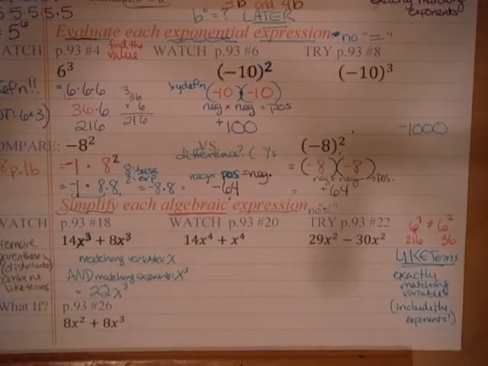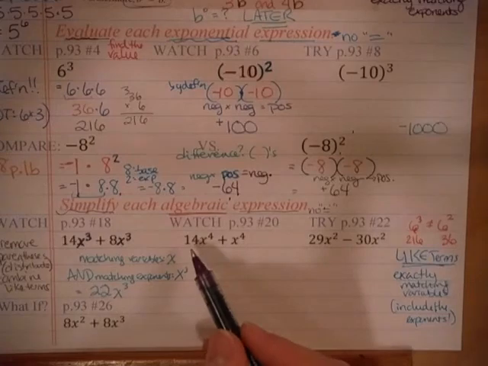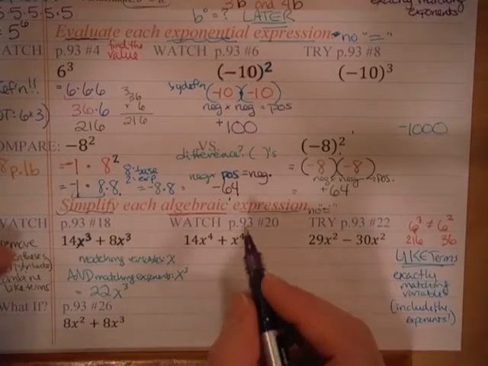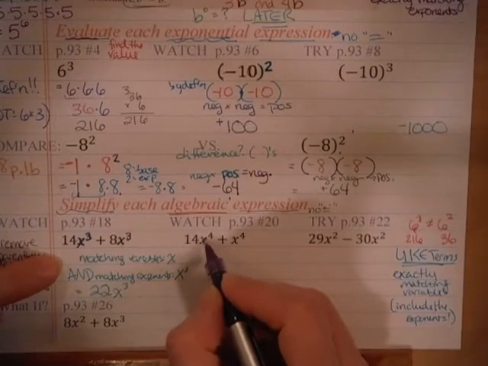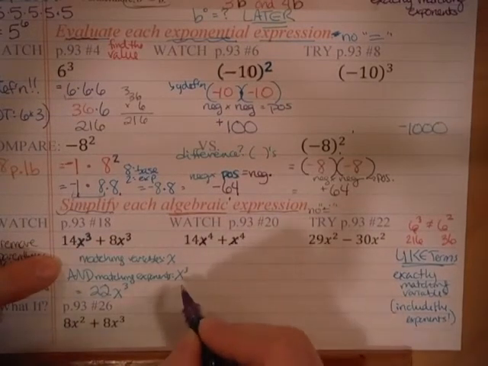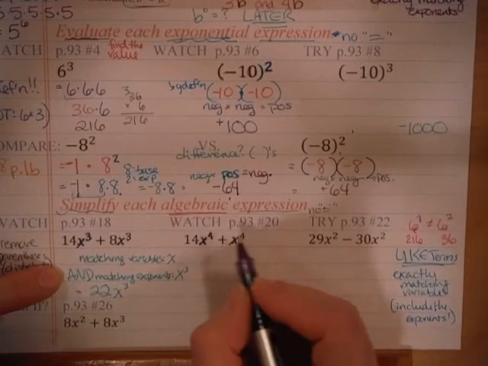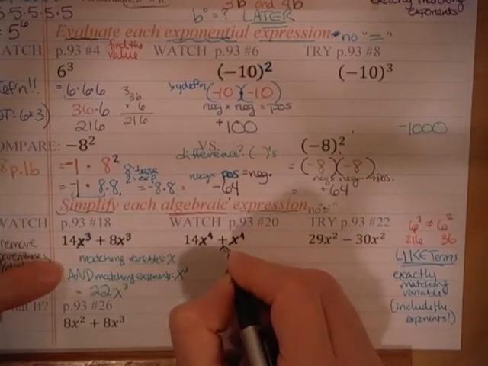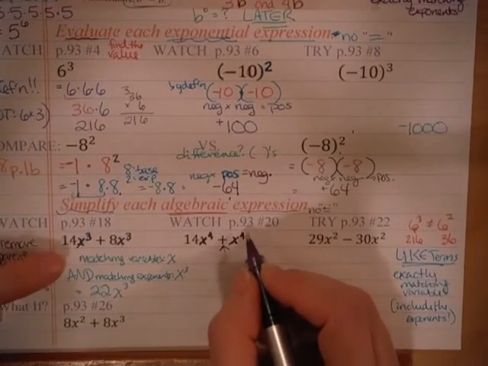Okay? Let's look at number 20. If I have 14x to the 4th plus x to the 4th. Okay, so I've got exactly matching variables, x. I also have exactly matching exponents, to the 4th. So now I get to combine and I'm going to be adding. So I'm adding 14x to the 4th plus x to the 4th.